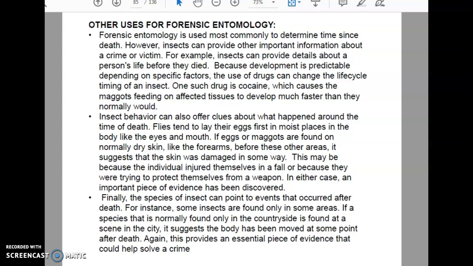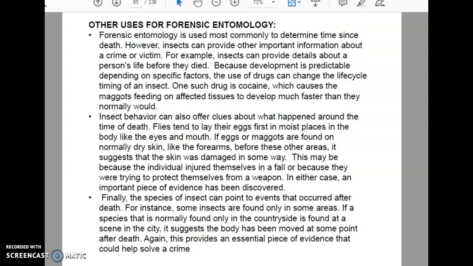Flies tend to lay their eggs first in moist places in the body like eyes and mouth. If eggs or maggots are found on normally dry skin like the forearms before other areas, it suggests the skin was damaged in some way. In other words, there's been maybe a cut, or maybe the skin is off. This may be because the individual injured themselves in a fall, or because they were trying to protect themselves from a weapon. In either case, an important piece of evidence has been discovered.